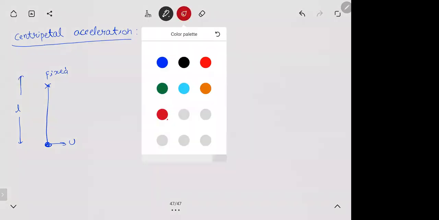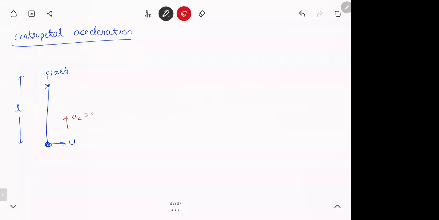So when you have a pendulum and this point was fixed, and this is going with speed u, what is the acceleration here? The centripetal acceleration here is u square by L. No issue. But what if you have something like this, a ring and a pendulum, and this guy is going with u and this guy is going with v?